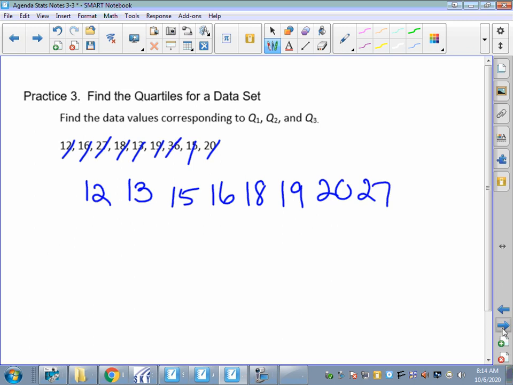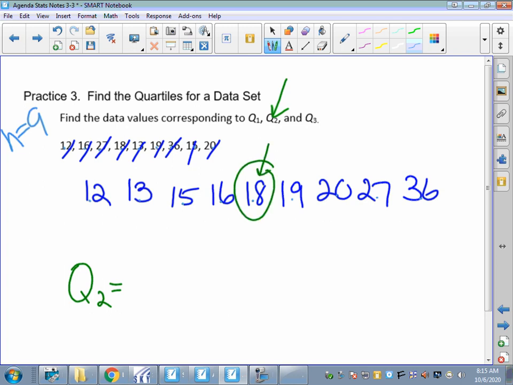27 and 36. I have 1, 2, 3, 4, 5, 6, 7, 8, 9 pieces of data. I'm just going to jot down n equals 9. We don't need to do anything with that, but just to make sure. So if I'm going to find my data values corresponding to Q1, Q2, and Q3, the first thing we find is Q2. So Q2 is always the median. I've got 9 pieces of data, so if I go to my middle, this is my 5th piece of data. I have 4 pieces below, 4 pieces above.